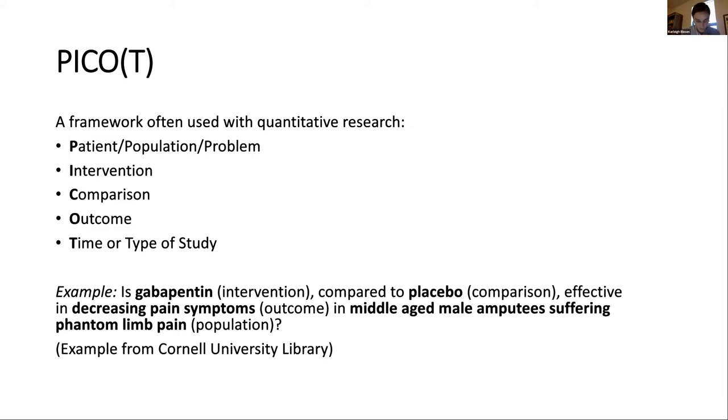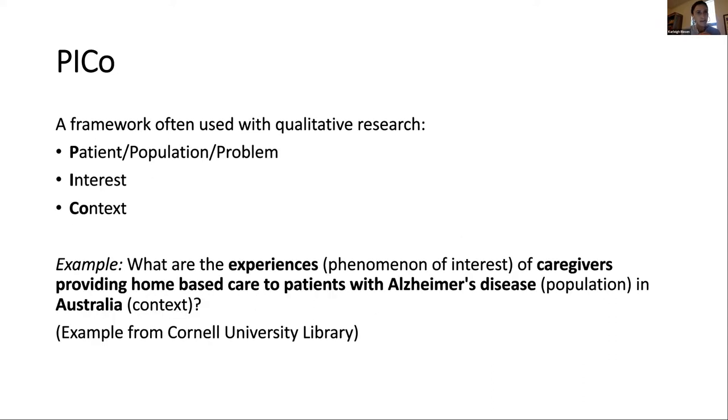So the next example that we have is also called PICO, but it's PIC and then a lowercase o. And this framework is often used with qualitative research. And so PICo in this example stands for patient, population, or problem, interest, and context. And again, we have another question here at the bottom that's written in the framework of PICo directed for that qualitative research.